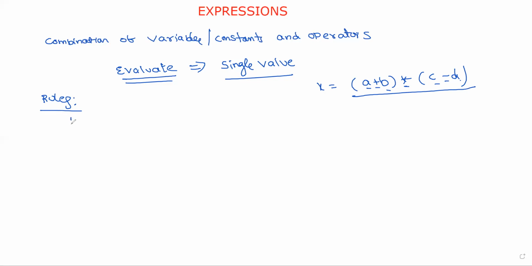The first and foremost important rule is if an expression contains a parenthesis, first we have to evaluate the parenthesis. That is, the parenthesized expression is evaluated first. Suppose the parenthesis is nested, what do you mean by nested? For example, like this. This is called nested. That is, one parenthesis is enclosed within another parenthesis.